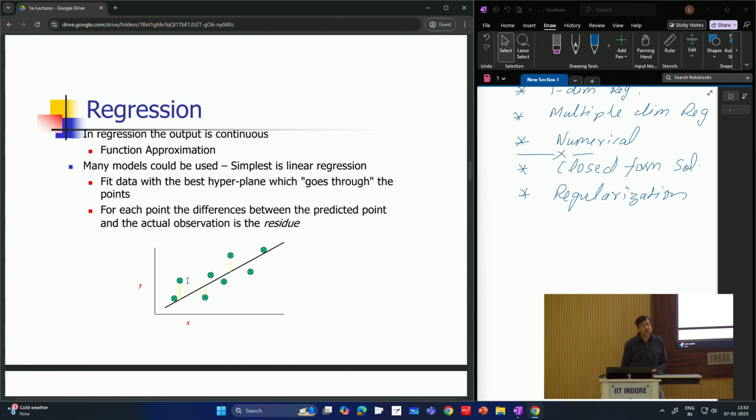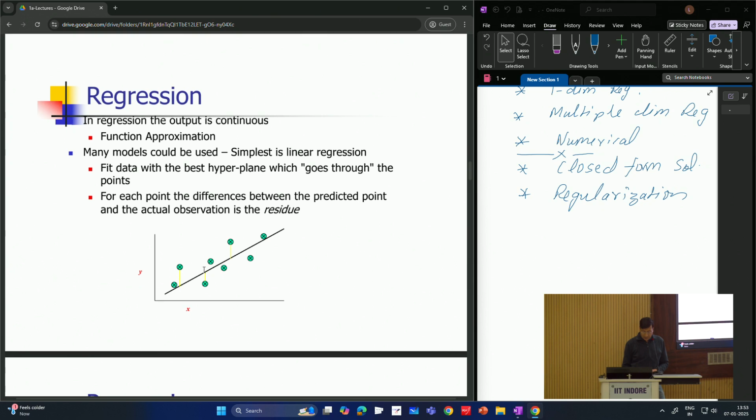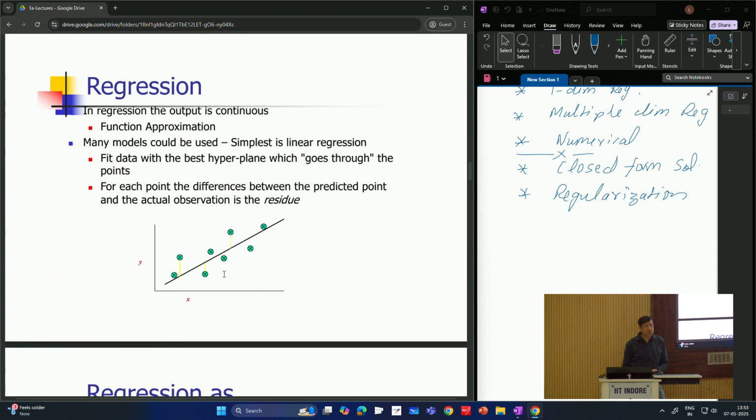So what do we do? We take each of the points, project it on the line, and there will be some residues left. Ideally all points should be on the line, but you are far away from the line. So we'll try to minimize the distances and find that line which minimizes all of the distances together, right? That is what we are trying to do.